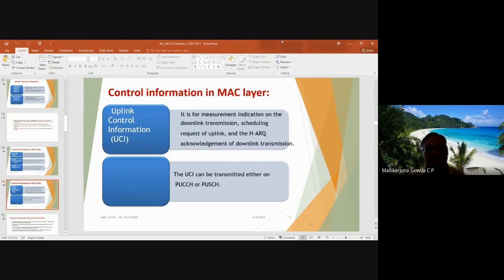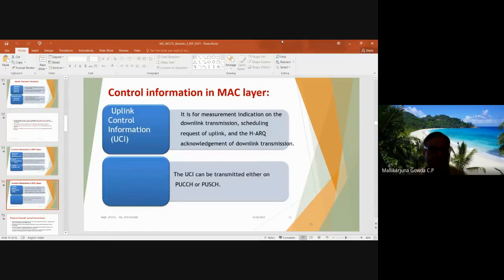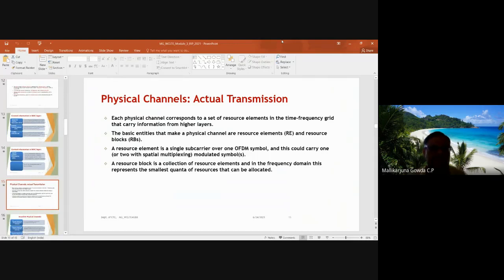That is, physical uplink control channel. PUCCH means that, and PUSCH means physical uplink shared channel. So this UCI information will be transmitted on either of these two channels. So this is all about the control information of the MAC layer. Basically 4 things are there. Try to understand what each control information carries: DCI, CFI, then the hybrid indicator, as well as UCI. Okay, 4 things are there. Then we'll go to the next, that is the physical channel.